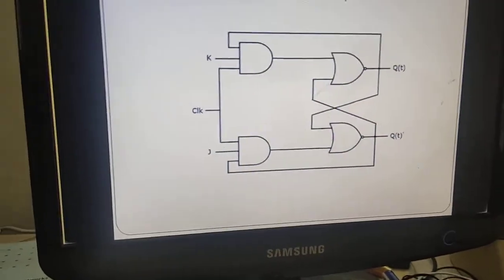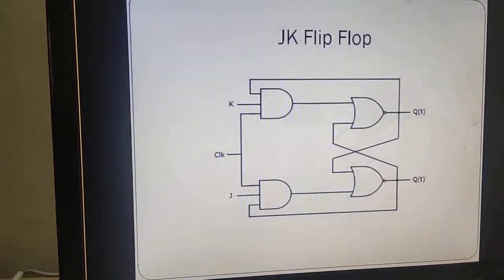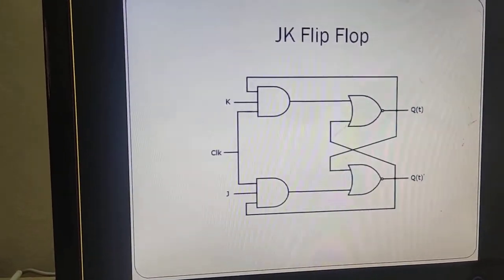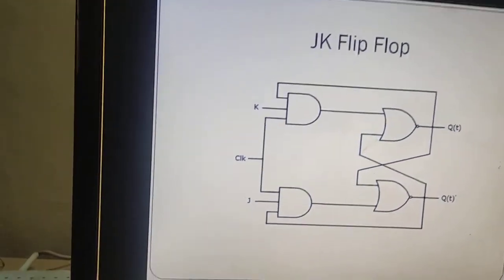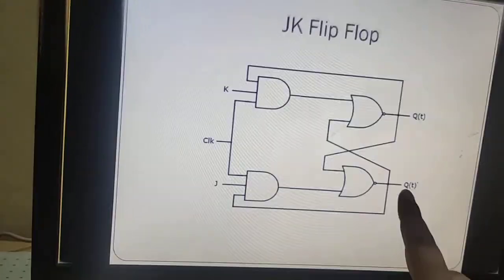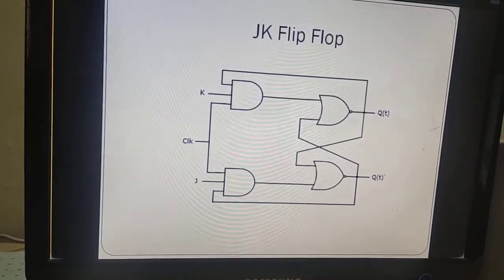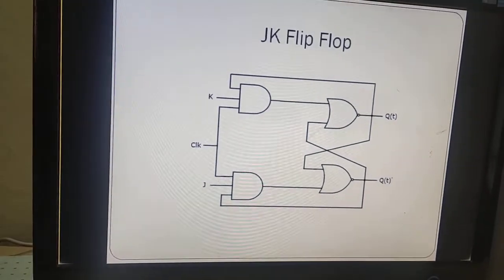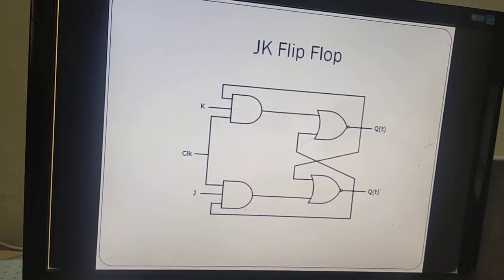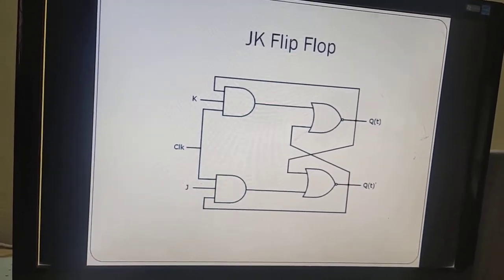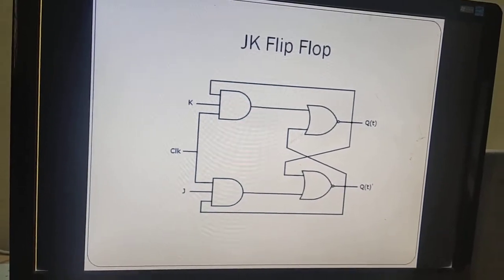See here, the thing is, the Q(t) bar is given to your K and Q(t) is given to your J. So the complemented outputs are given to the corresponding inputs. Outputs from the flip-flop are given as inputs to your J and K. That is the difference, which is not there in your SR flip-flop.